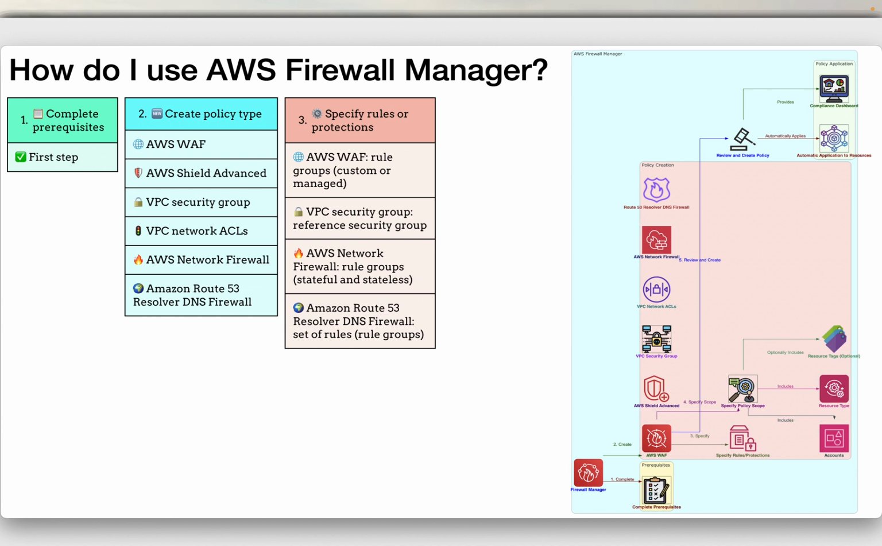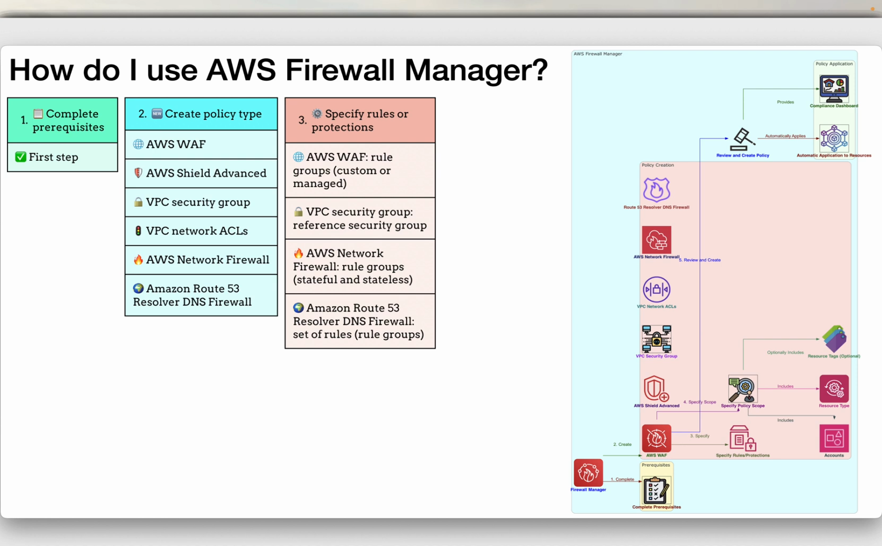Third, depending on the policy, you specify the set of rules or protections. For example, for a policy for AWS WAF, specify the rule groups, which can be custom or managed, that you want to deploy across accounts. Similarly, for a VPC security group policy, reference the security group that you want replicated in each resource within accounts. For AWS Network Firewall, this third example, you specify the rule groups, which can be stateful and stateless, that you want to deploy across VPCs in your accounts.